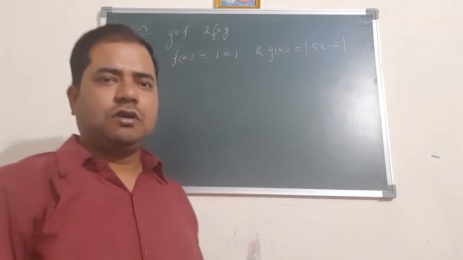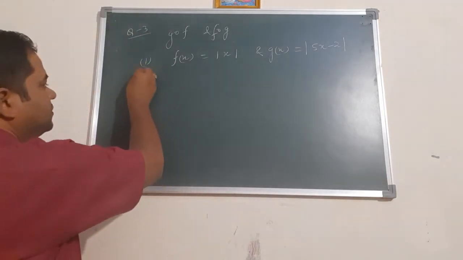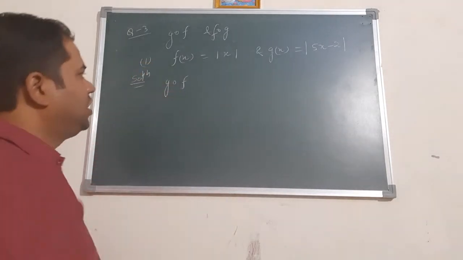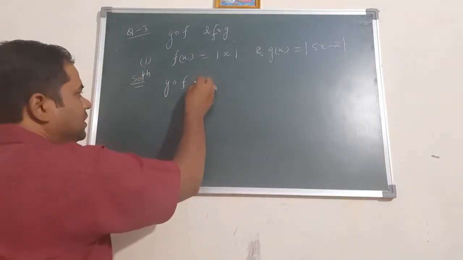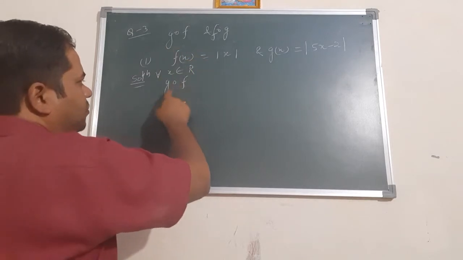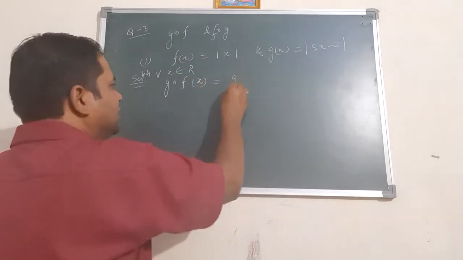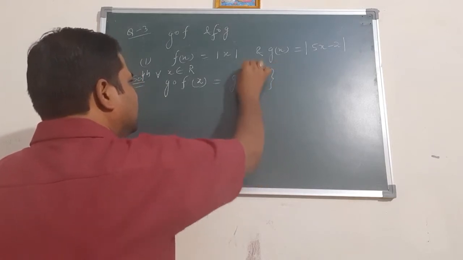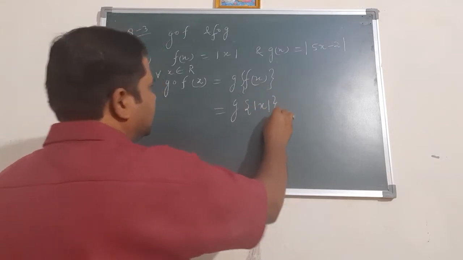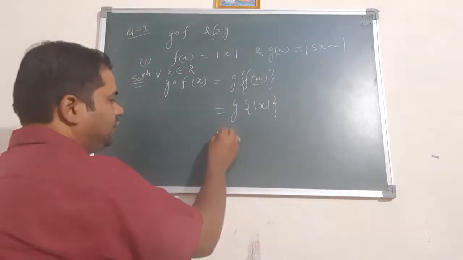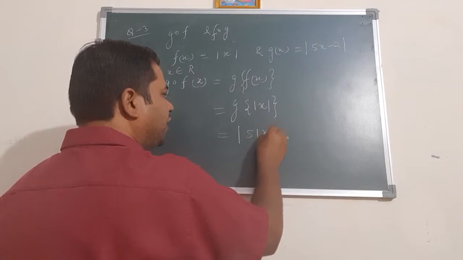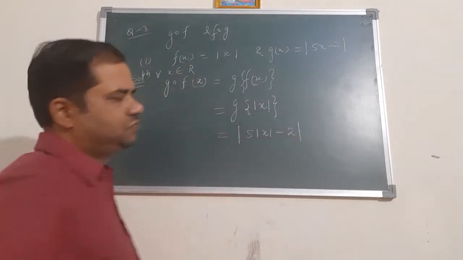So how will we solve? See, solution. If we are talking about f composition g, then for each x belonging to R, f composition g of x is nothing but g of f(x). And what is the value of f(x)? f(x) is mod x. Then g of mod x means mod of 5 times mod x minus 2.